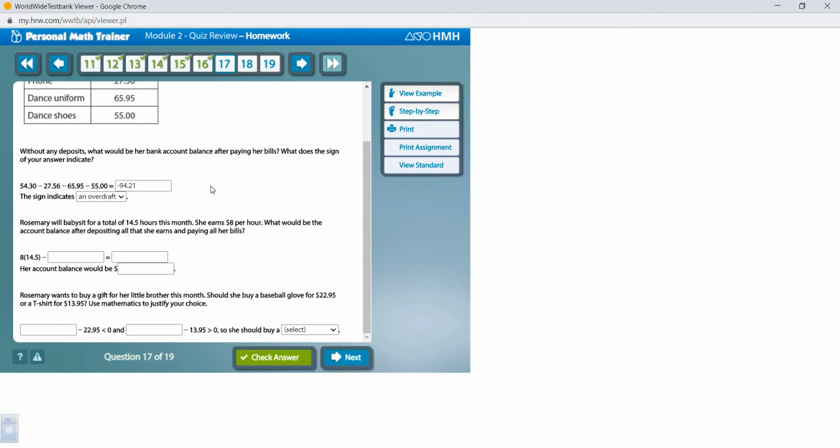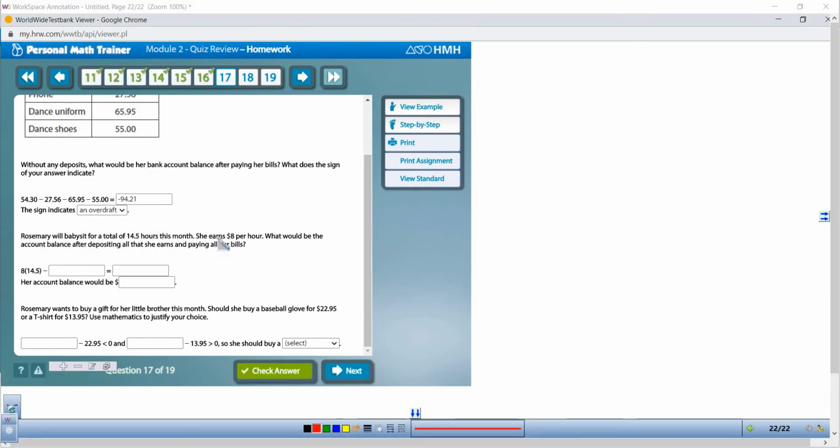Okay, Rosemary will babysit for a total of 14.5 hours this month. She earns $8 per hour. What would be the account balance after depositing all that she earns and pays her bills? Okay, so if she's earning $8, so if she has 14.5 times 8, let's see what happens here. 8 times 5 is 40. Carry the 4. 8 times 4 is 32. Carry the 3. And we get 112. There we go. $112 because we just have one decimal place there.